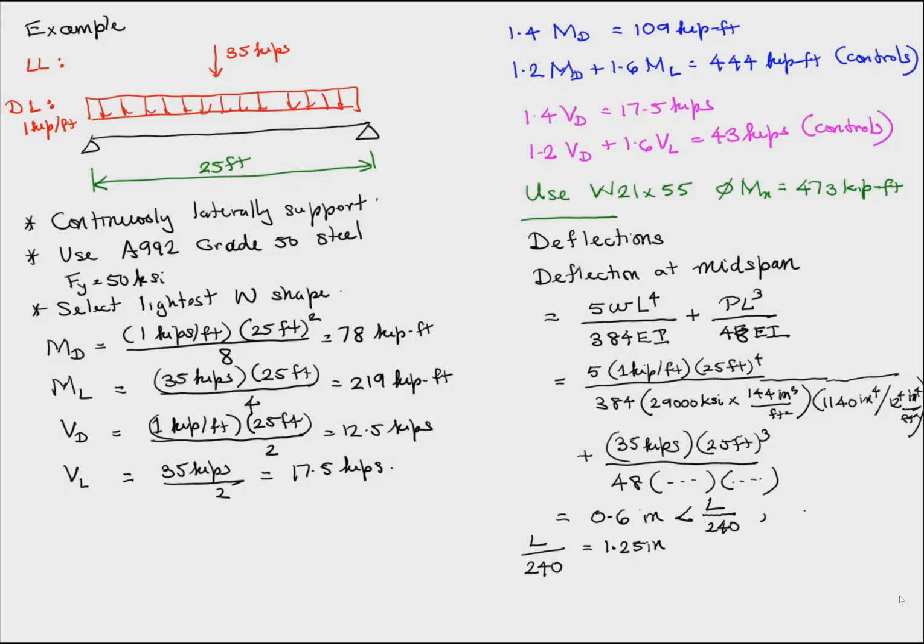So, okay. If it happens that the deflection exceeds the limit, then we may have to go and pick a bigger section over here. And in that case, the section will be controlled by deflection and not by strength. So this is an example of how to use the AISC tables to pick an adequate W section for the design of beams.